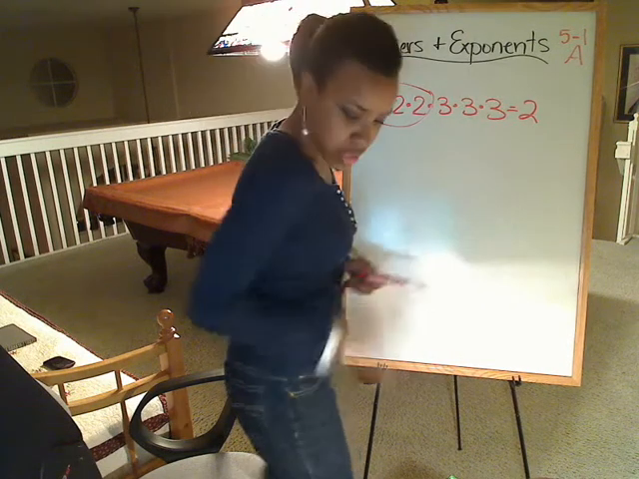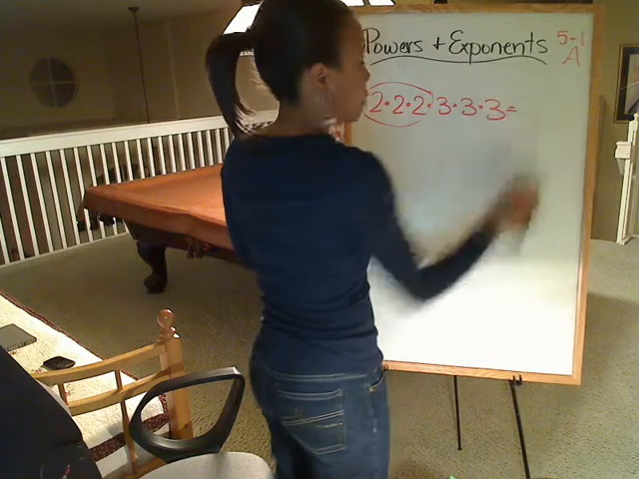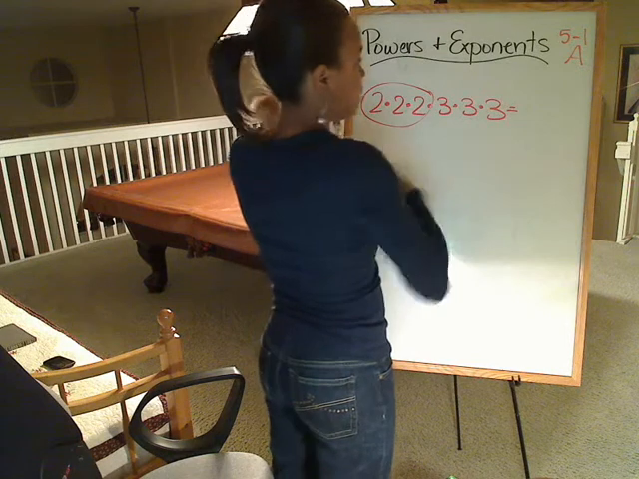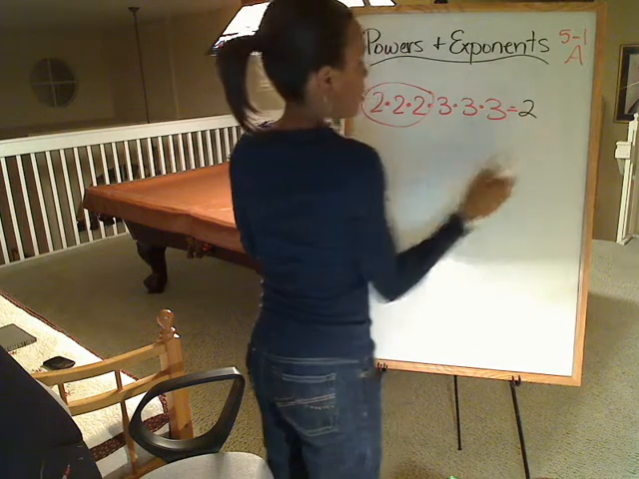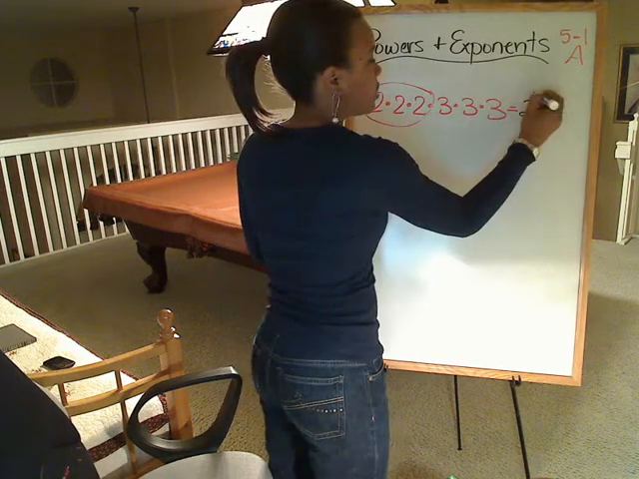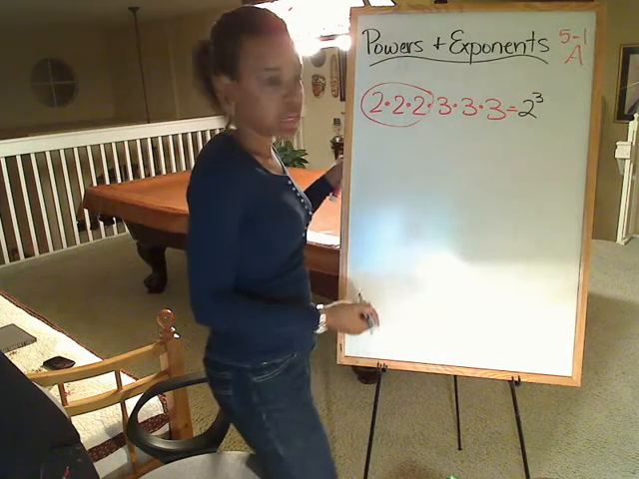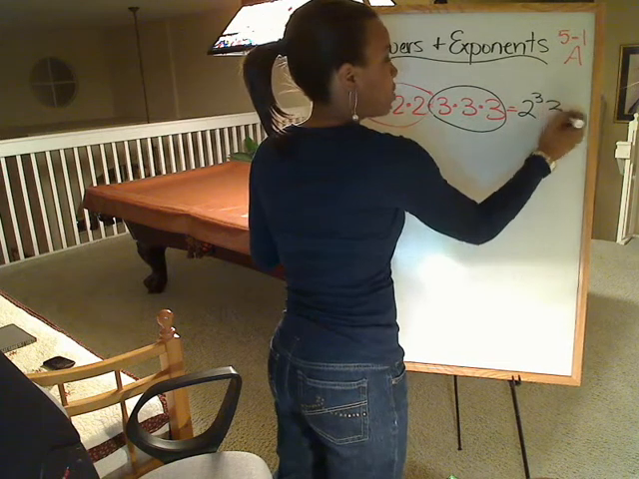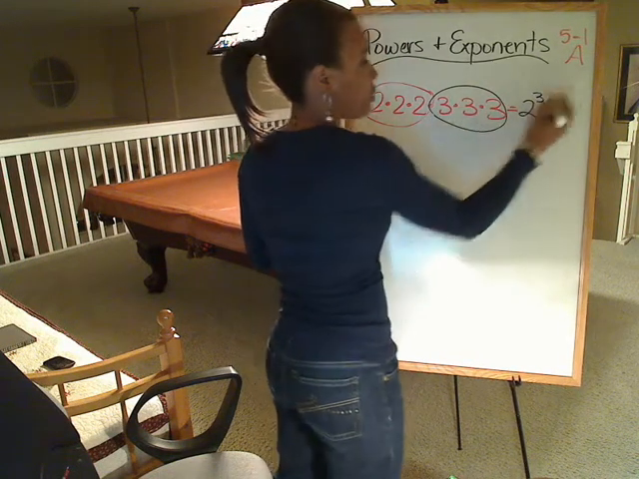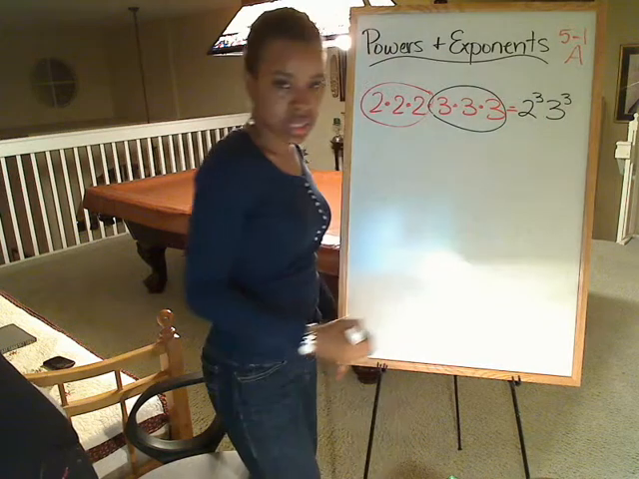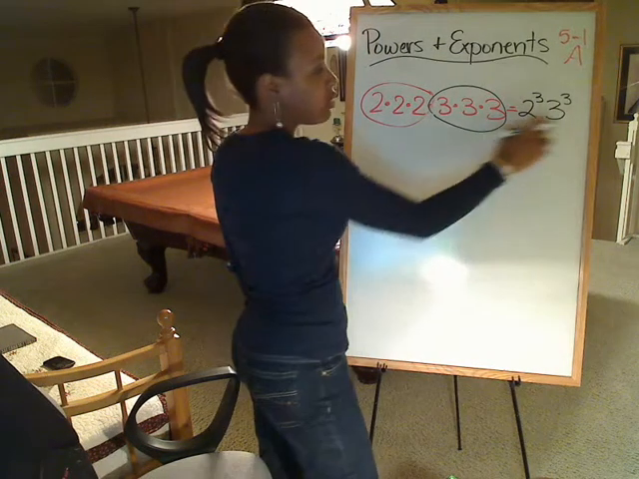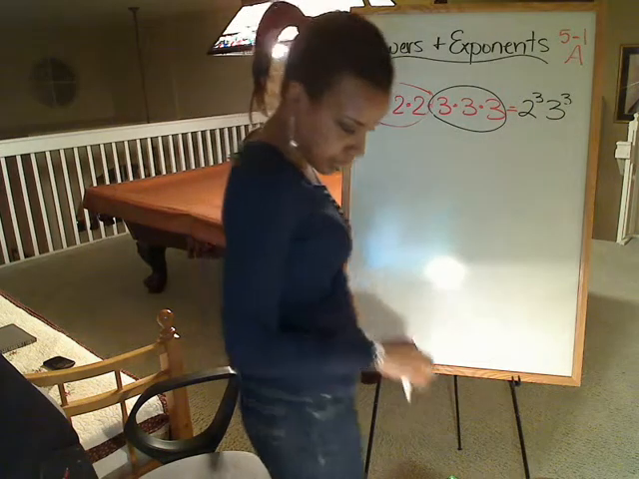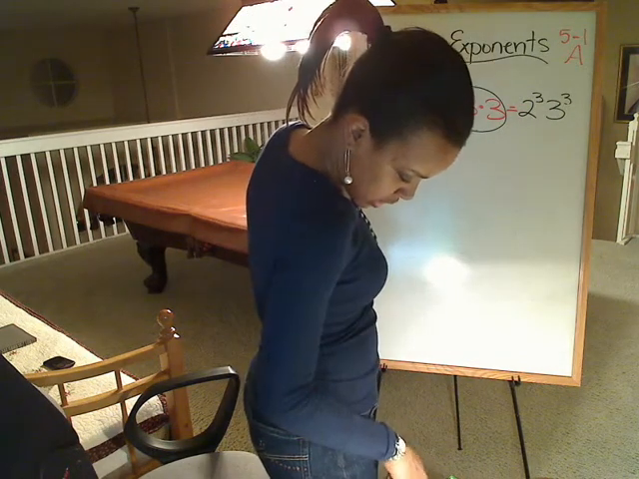Let me do it in a different color so it stands out. You have 2 as your base, and there's 3 2's, so the exponent is 3. And then you have 3 3's, so you have a 3 as your base, and there's 3 of them. So the 3 is the exponent. So that's the final answer. That's how you write it. 2 to the third power, 3 to the third power, and that's it. Okay, let's try another one like that.